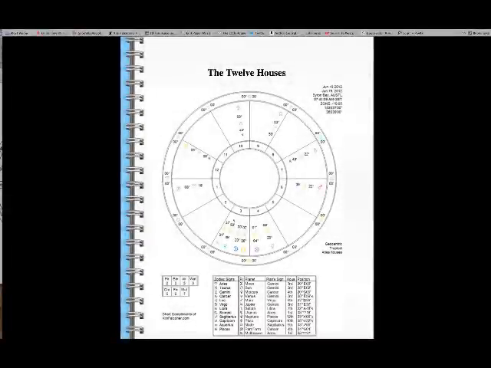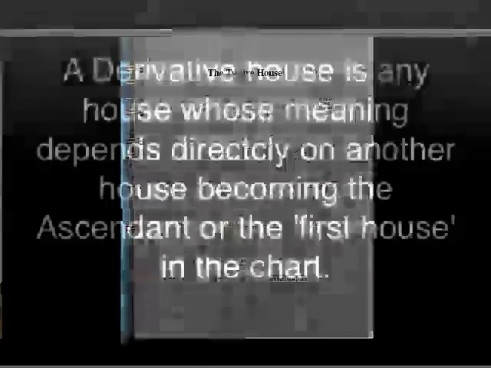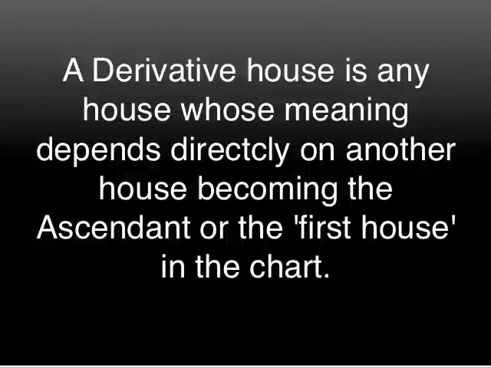It's Kim, and I'm here today to talk about the houses, not just the 12 houses and their general meaning. We've covered that in other videos. This is about the derivative houses. A derivative house is any house whose meaning depends directly on another house becoming the ascendant or the first house.